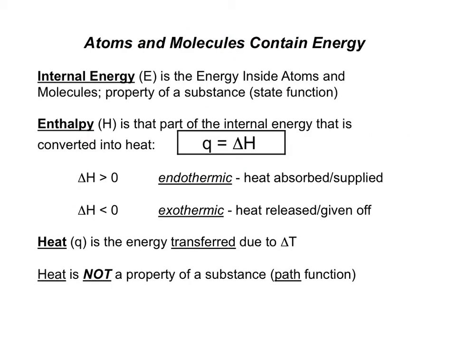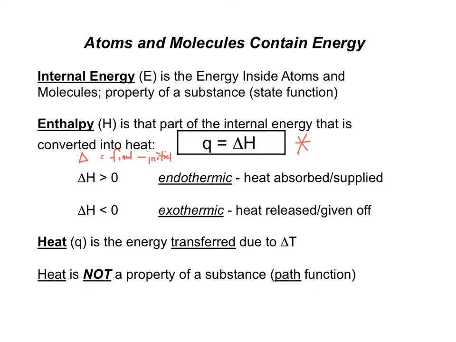Internal energy and enthalpy are the two types of energy that an object contains. When this substance comes in contact with something at a different temperature, some of the internal energy is converted into heat. That amount of internal energy is called enthalpy. So remember this equation. Also remember that delta anything means final minus initial. So if delta H is greater than 0, that object has more enthalpy than before. In this endothermic process, heat was absorbed or supplied to the object.